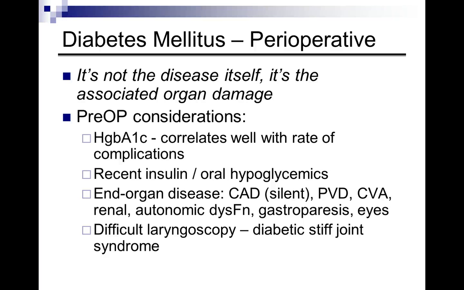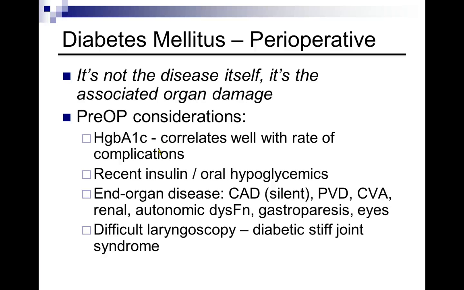When we talk about anesthetic considerations in the diabetic patient, we need to bear in mind that it's not the diabetes itself that causes problems for us. It's all of the associated organ damage that results from the diabetes. So preoperatively, we may want to look at the patient's hemoglobin A1C, which gives us a good idea of what their average blood sugar has been over the past 3 months, and actually correlates very well with the rate of diabetes-related complications.